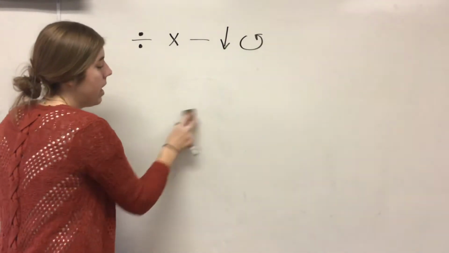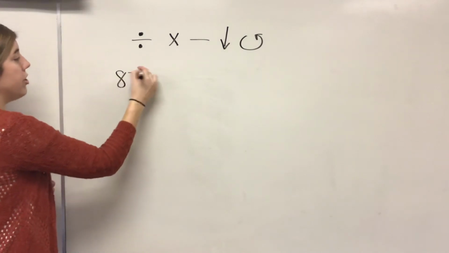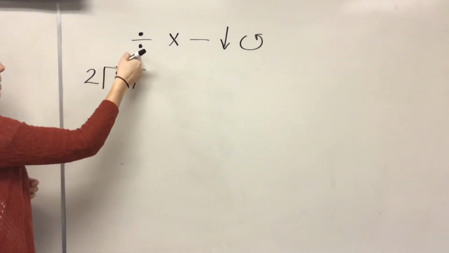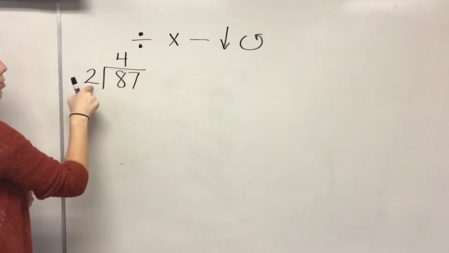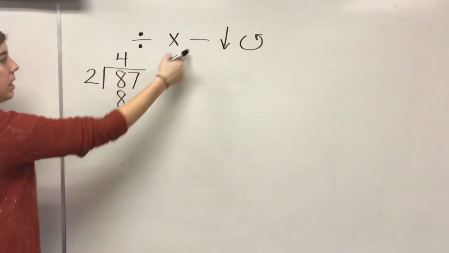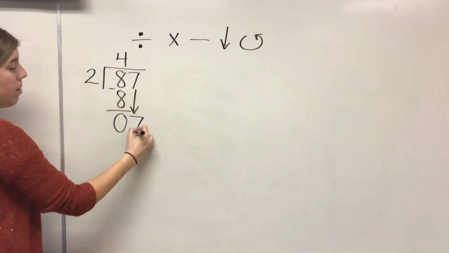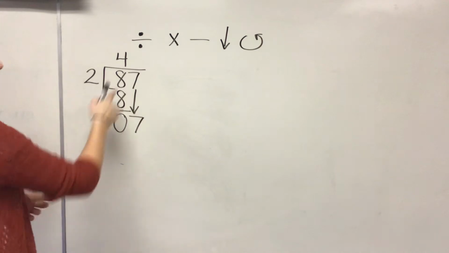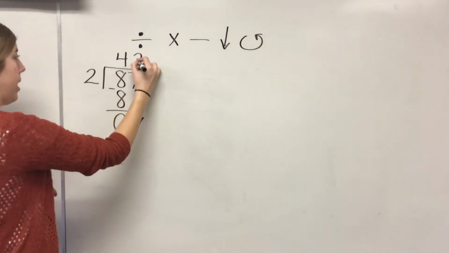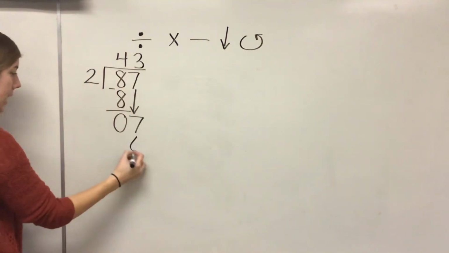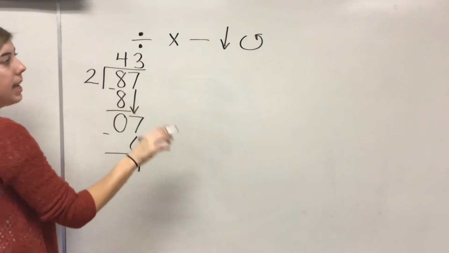Let's start with 87 divided by 2. The steps are not changing here, exactly the same thing. Divide, how many 2s can go into 8? That would be 4. 4 times 2 is 8. Subtract, bring it on down and bring it on back. We're back to divide. How many 2s can go into 7? That would be 3. 3 times 2 is 6. 7 minus 6 is 1. Bring it on down and bring it on back.